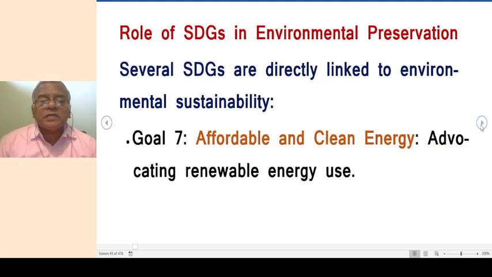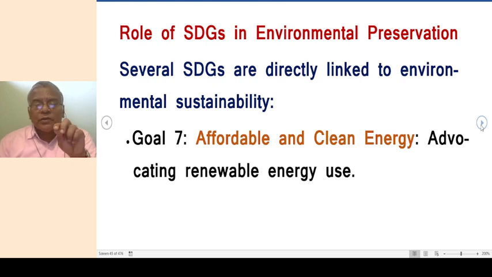What is the role of SDGs in environmental preservation? That is what we are concerned about, because this unit is about environmental preservation, people, development and environment.